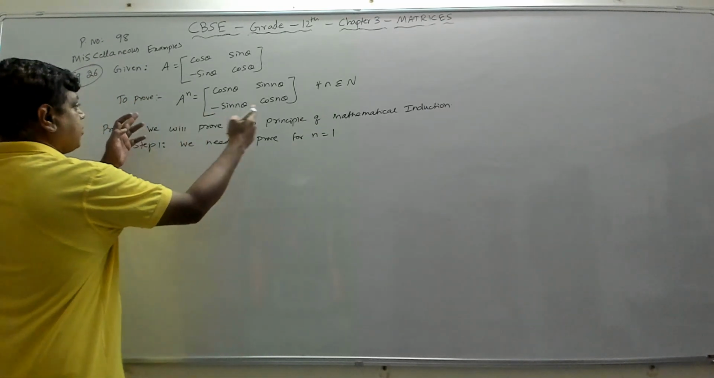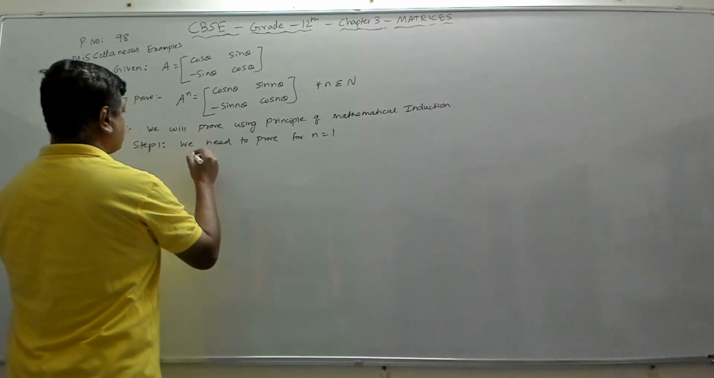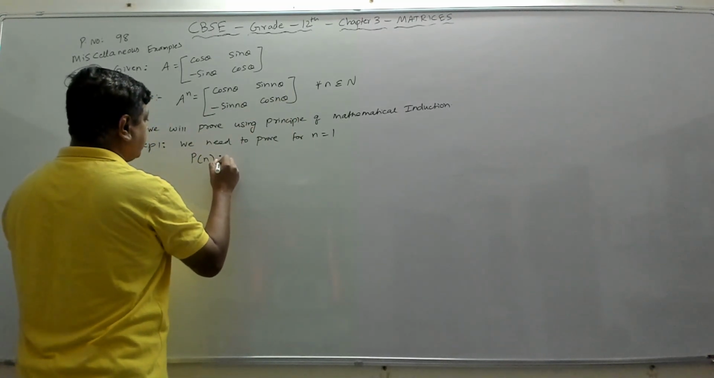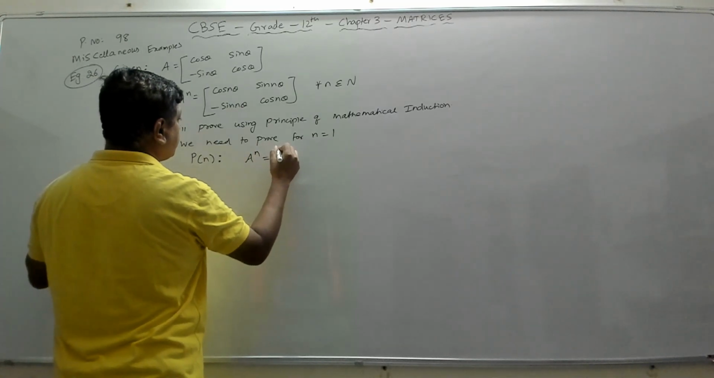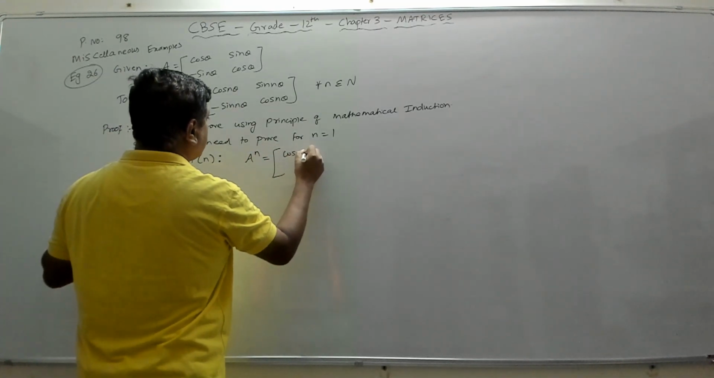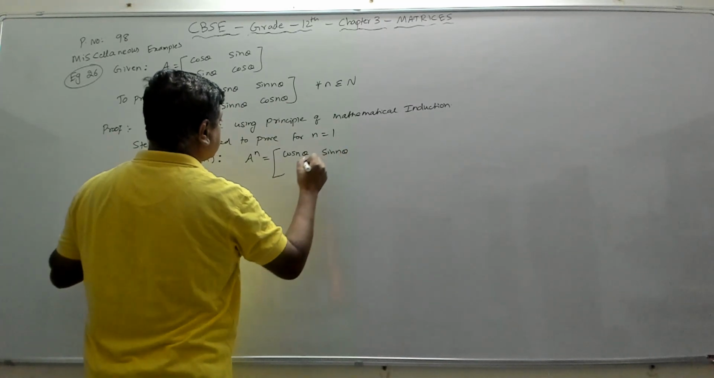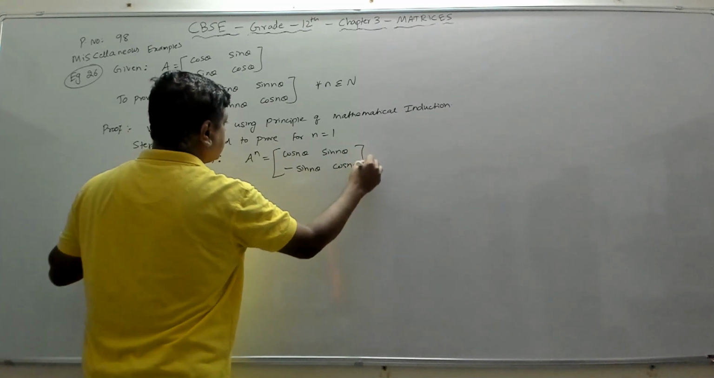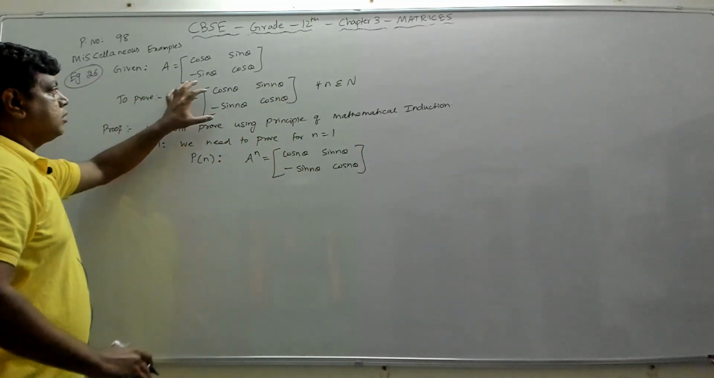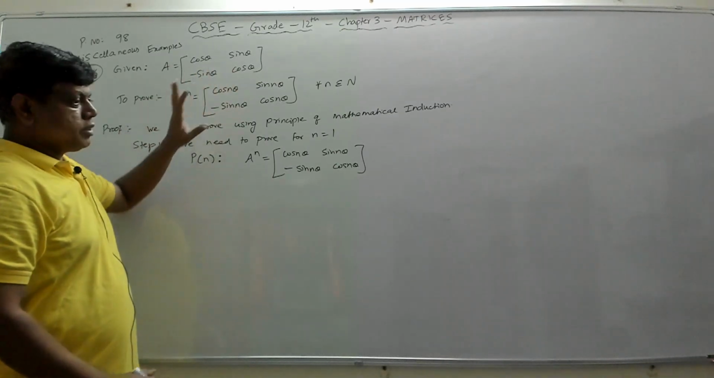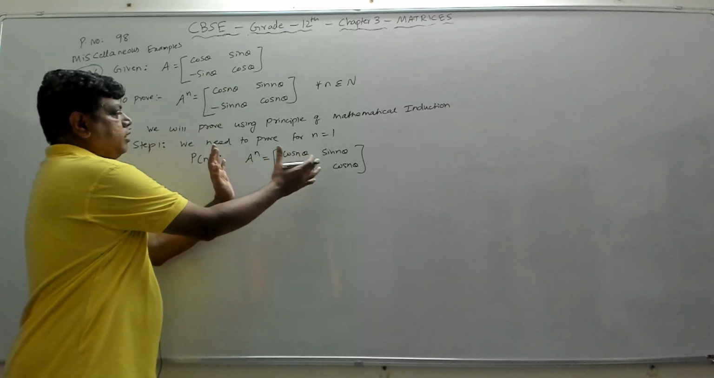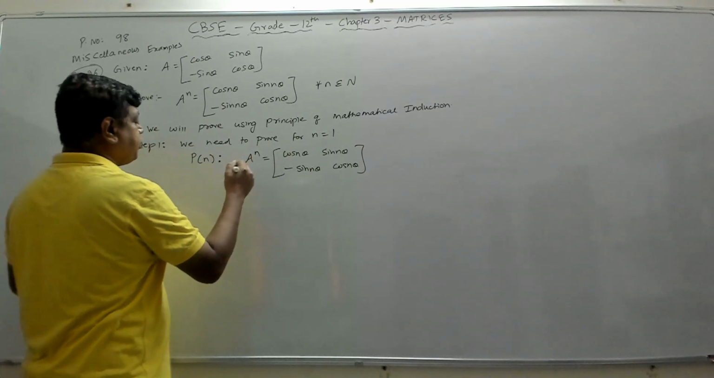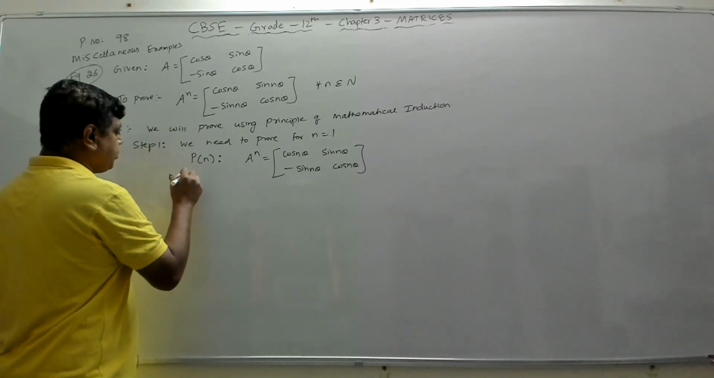For PMI, we will call this entire thing a statement. So we will call this P of n. P of n is: A power n is equal to [cos n theta, sin n theta; minus sin n theta, cos n theta]. So the given statement or the given equation, we will call P of n. Now we need to prove for n is equal to 1, which means we have to prove P of 1.